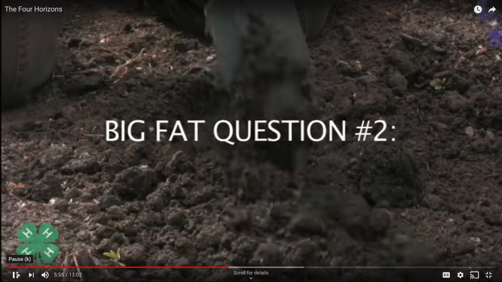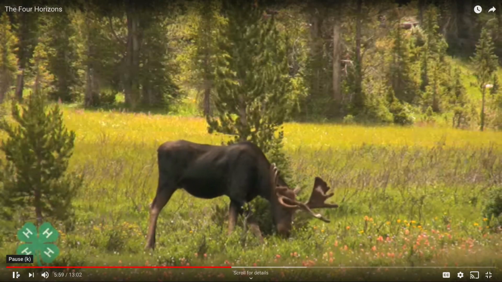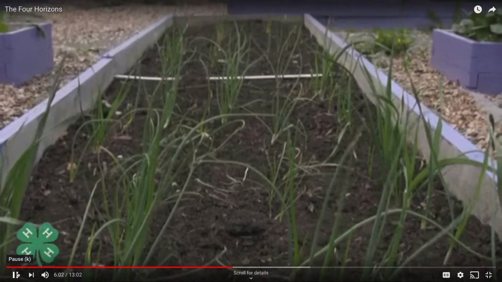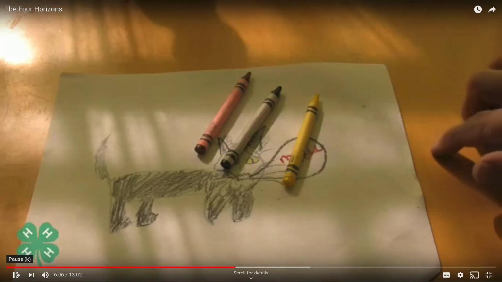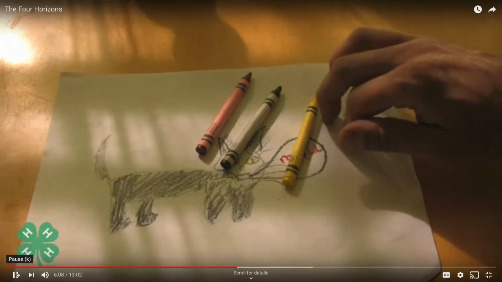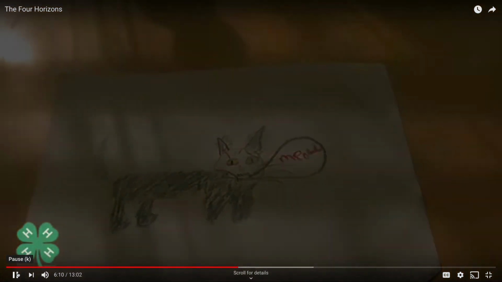Shiver me timbers. Humans and animals need plants to eat, and plants need soil to grow. What nutrients and minerals from the soil do plants need to survive? And who is the scurvy dog that's been stealing my coloring crayons?